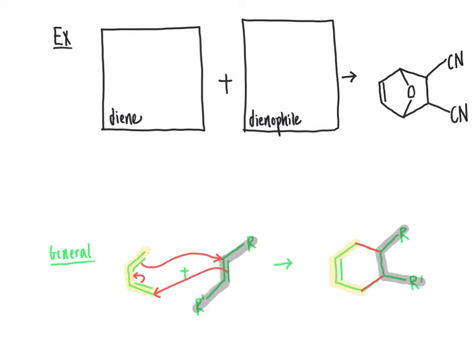So comparing the generic situation to the specific one up top, it always throws people a bit of a curveball when we have systems that have multiple rings. And that's what we have going on here.